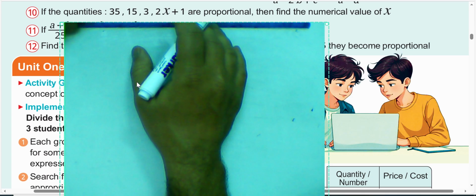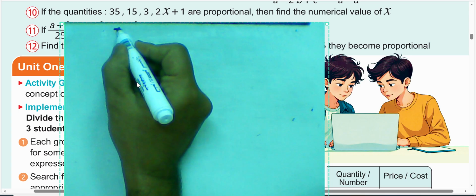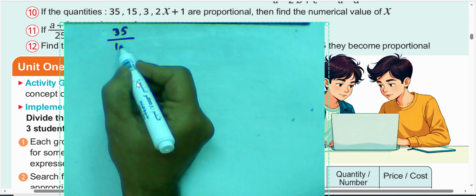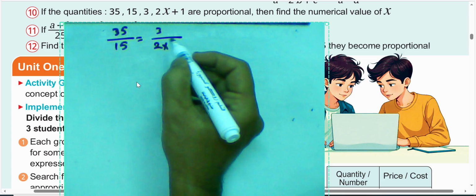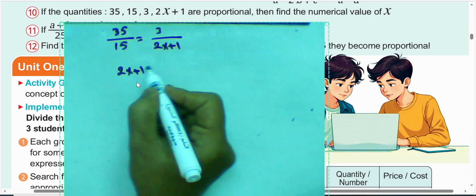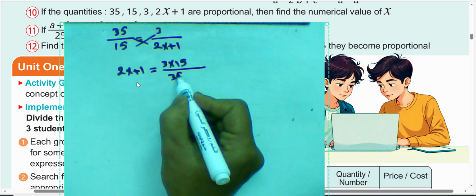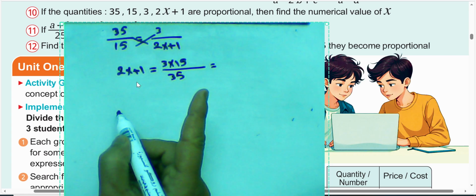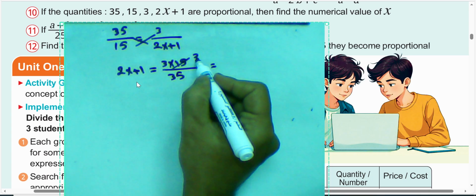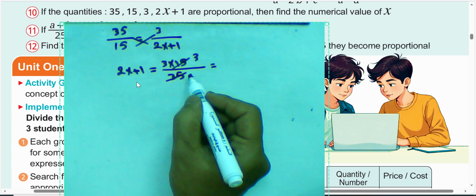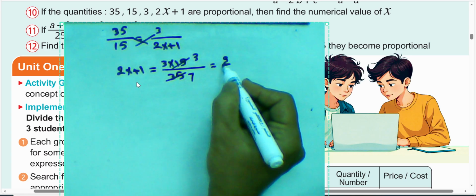Proportional, not continuous proportional. Okay, it's a proportional only. Then first over second equals third over fourth. Then we have 35 over 15 equal 3 over 2x plus 1. Then 2x plus 1 equivalent to 3 times 15 over 35. We can simplify it divided by 5. 15 divided by 5 equals 3. 35 divided by 5 equals 7. Then we have 3 times 3, 9 over 7.